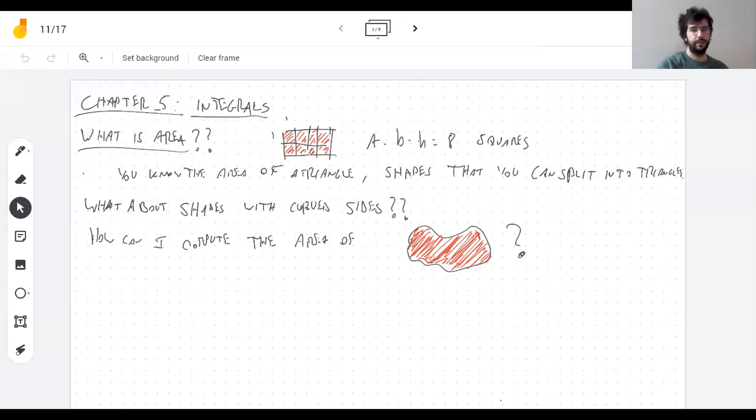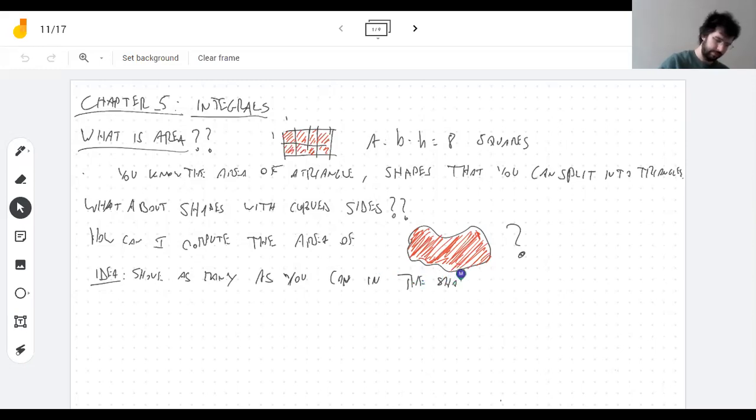We can fit as many as we can in there. That's a good idea. As many triangles. So when you try to draw the shape, well, it's not going to look the same, is it? Try to do your best to split it into triangles, and it's not going to work.